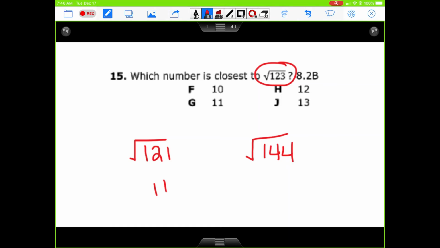The square root of 121 is 11. The square root of 144 is 12. So where would the square root of 123 fall in between? It would fall closer to 121. It's closer to 121 than 144. So it would fall closest to the number 11. So G is our correct answer there.